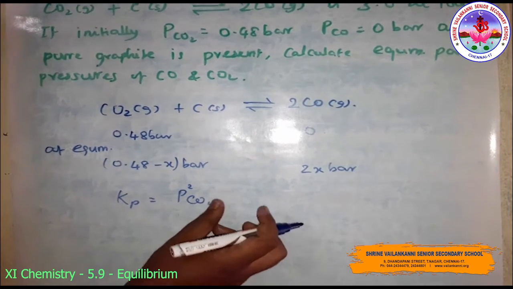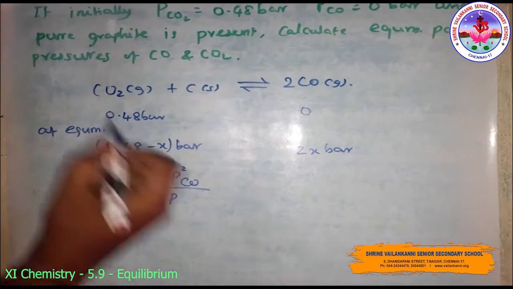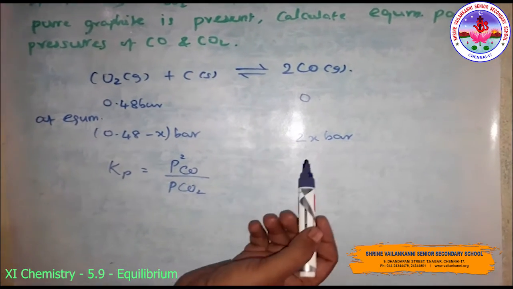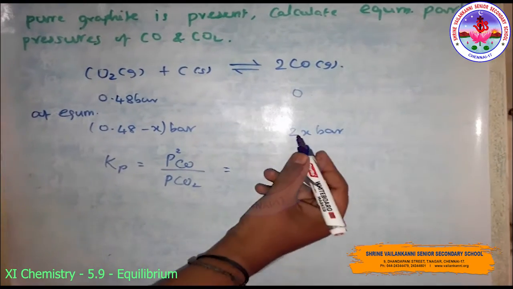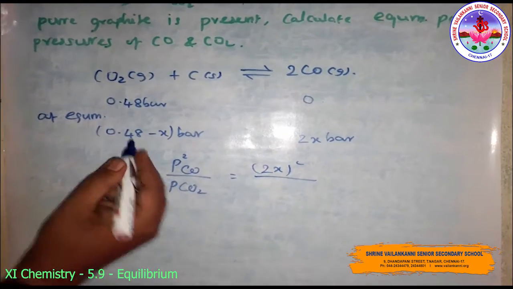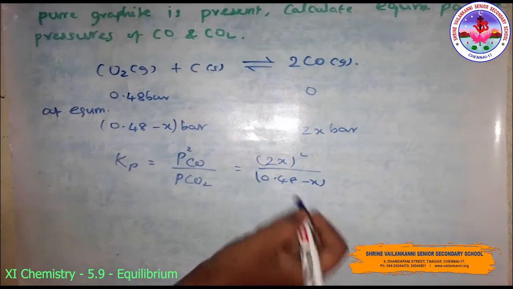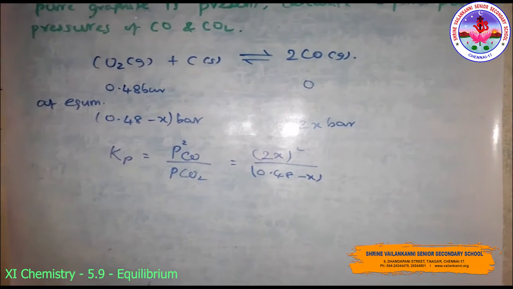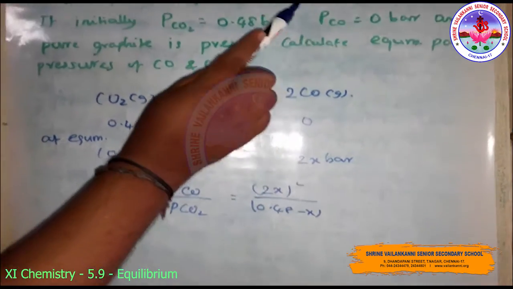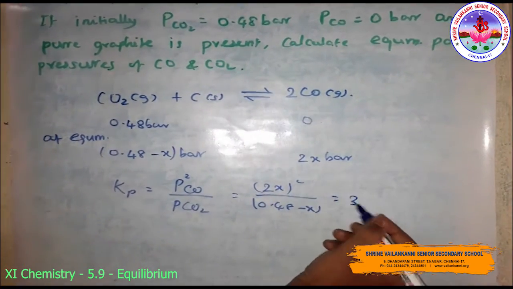Kp equals P_CO squared divided by P_CO2, so here it is (2x) squared divided by (0.48 minus x). Now after simplifying this, Kp is equal to 3.0 at 1000 Kelvin, so that is equal to 3.